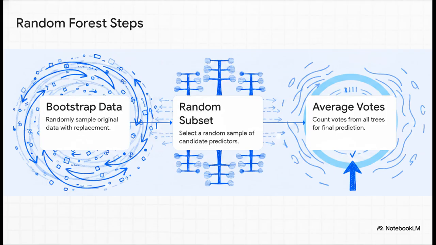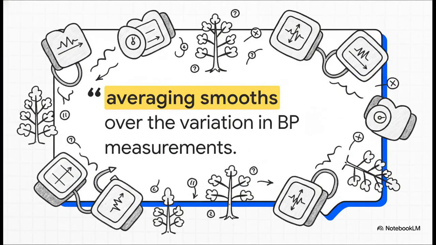Step 1, it uses something called bootstrapping, which means it randomly samples the original data with replacement to create totally unique training sets for each tree. Step 2, at every single split, it randomly selects only a subset of predictors to even look at. And finally, step 3, it holds an election, counting the votes of each of those uniquely built trees to determine the final prediction. This averaging mechanism relies on plain, brilliant common sense.